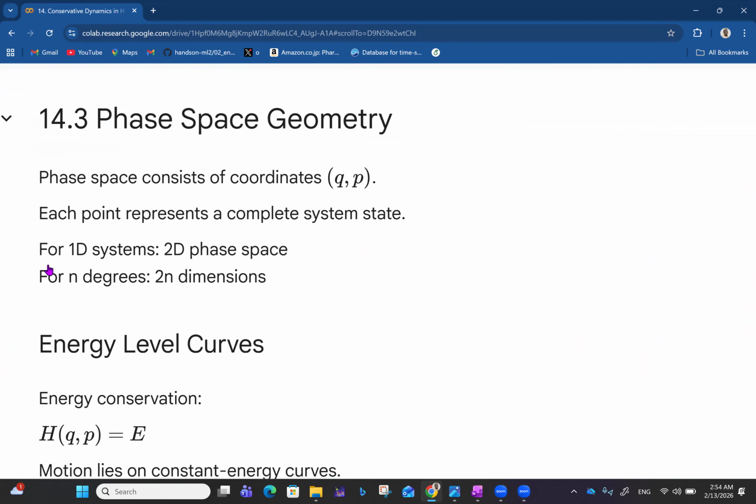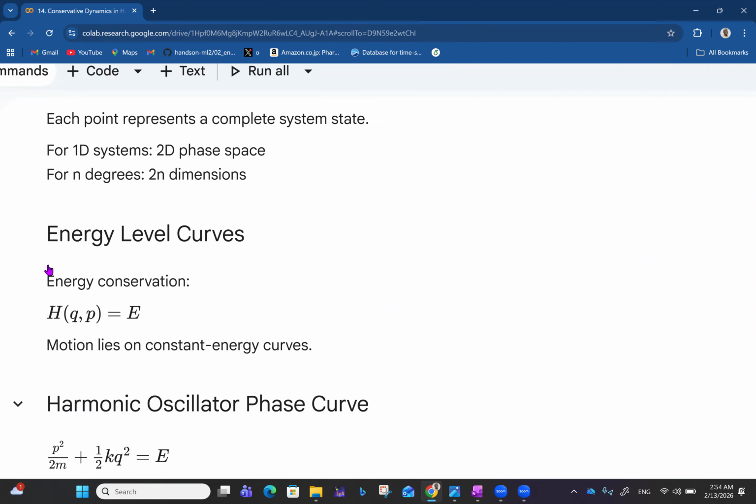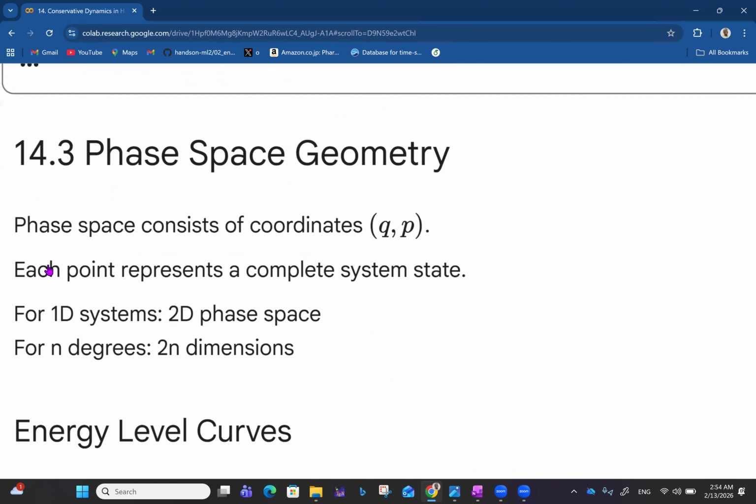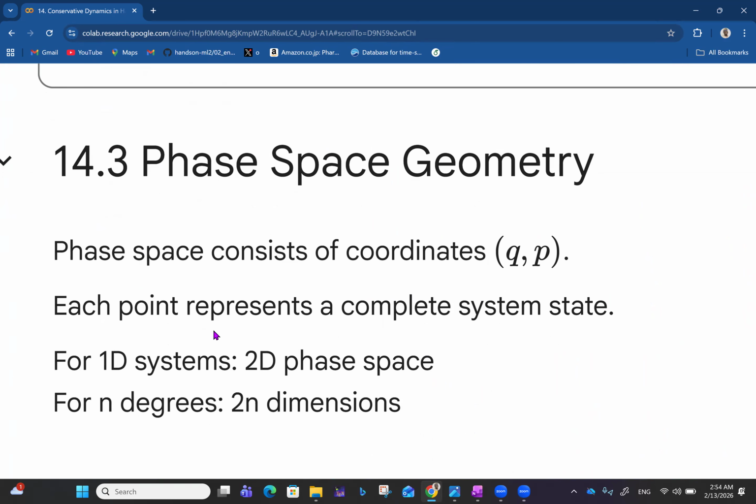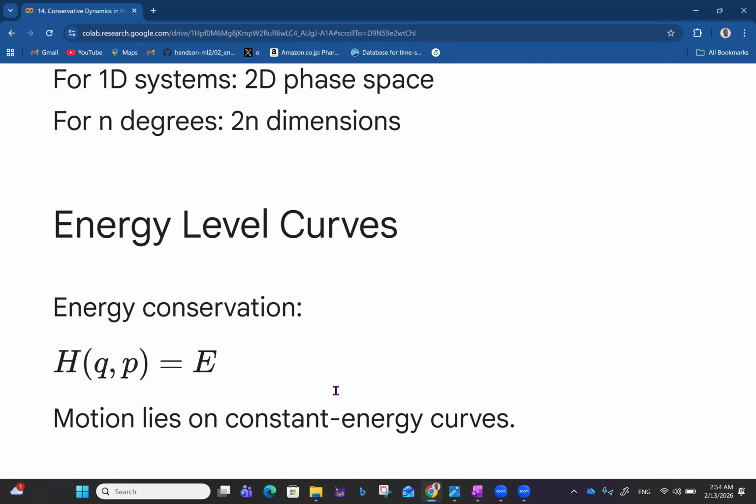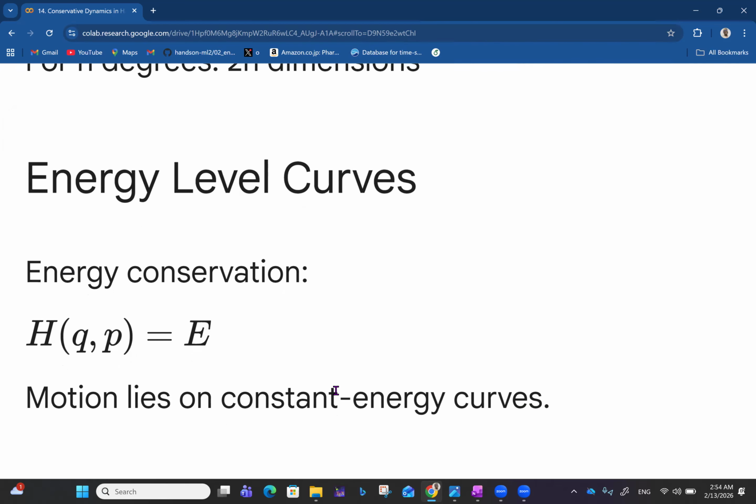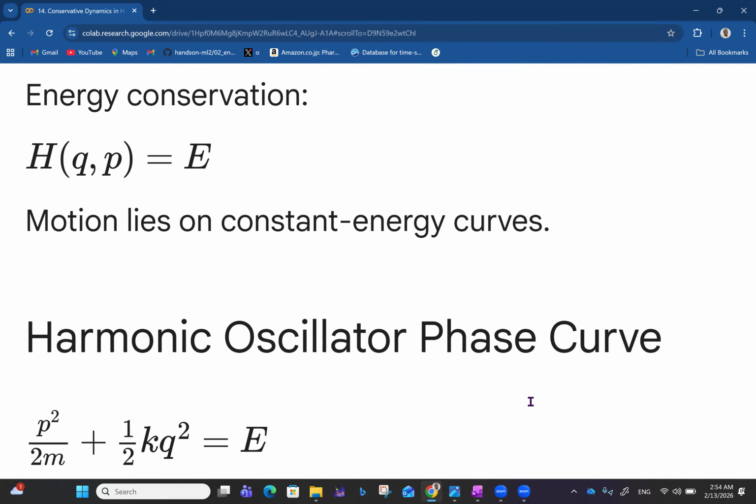So that takes us to the idea of phase space geometry. Phase space consists of coordinates Q, P. Each point represents a complete system state. For 1D systems, we have a 2D phase space. For n degrees of freedom, we have 2n dimensions, right? And then we have energy curve levels. For energy conservation, we have the Hamiltonian of Q comma P equal to energy. So motion lies on constant energy curves like that.